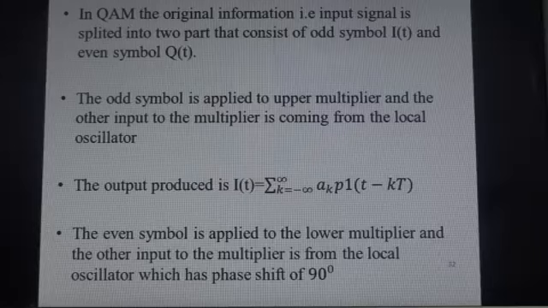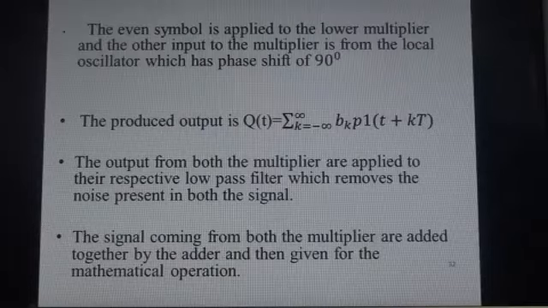The output produced by the first multiplier is given by the summation from minus infinity to infinity of a_k p(t − kT), whereas the output of the second multiplier, the even signal, is Q(t) = summation from minus infinity to infinity of b_k p(t − kT). The outputs from both multipliers are then applied to the respective low pass filters, which remove the noise present in both signals. The signals from both multipliers are added together by the adder.